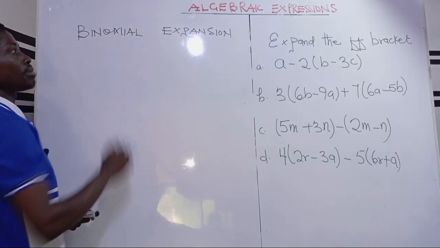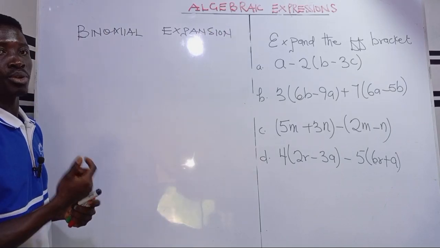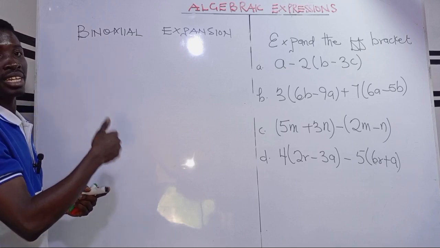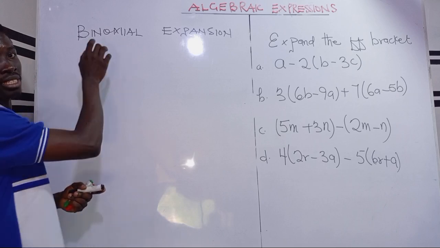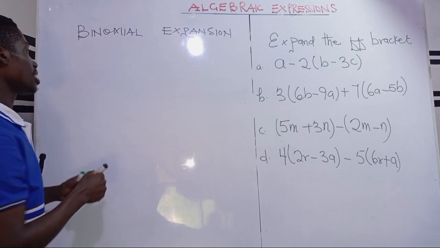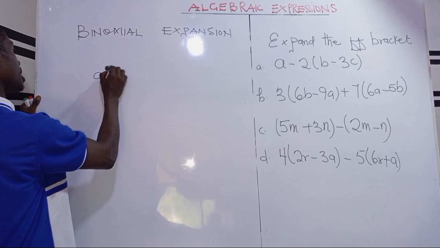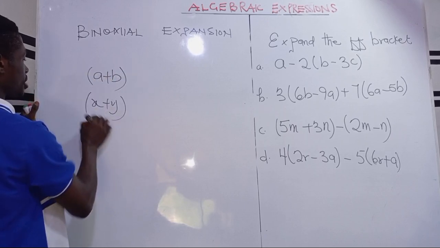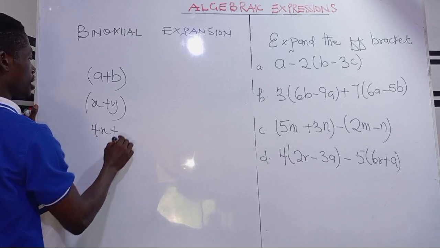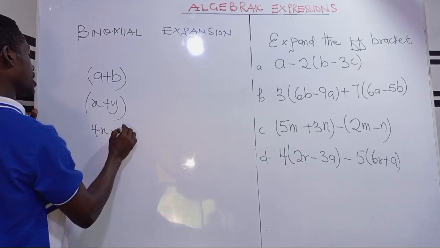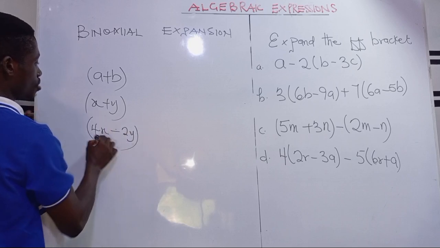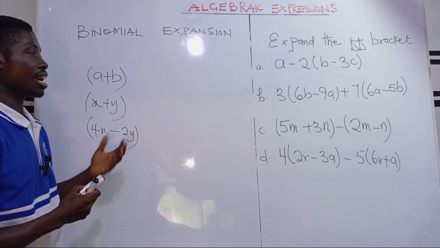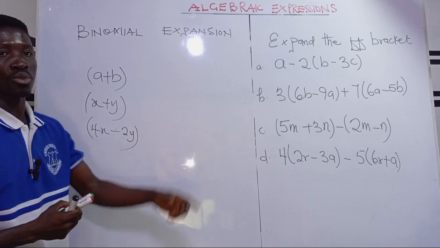So we are moving on to binomial expansion. Now, bi means what? 2. So when you have any expression which contains 2 terms, then we can say that those terms are binomial. An example is, let's say, a plus b, x plus y, 4x plus or minus, let's say, 2y. So when we talk about binomial expansion, it is an art of removing brackets from binomials.